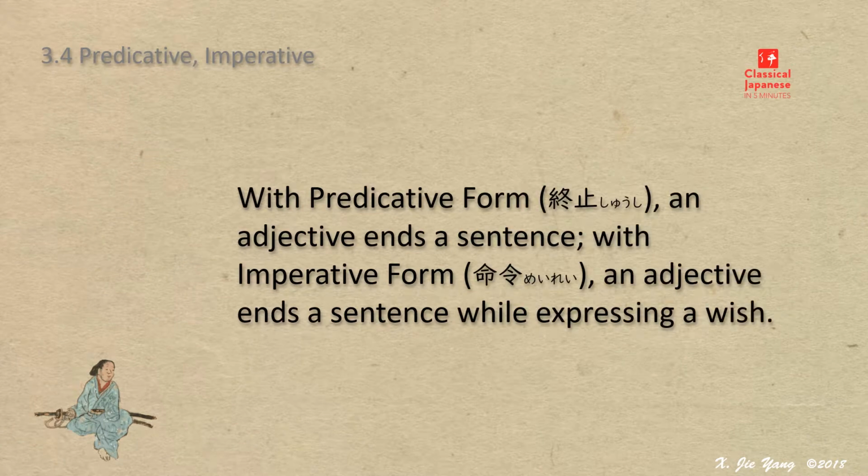The last lecture on adjectives is dealing with the predicative form, 終止形, the form that ends a sentence, and the imperative form, 命令形, which ends a sentence while expressing a wish. After completing the previous 4 forms, the last 2 are rather easy to understand.